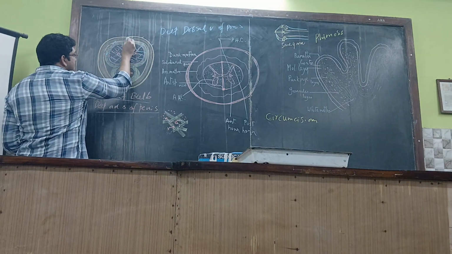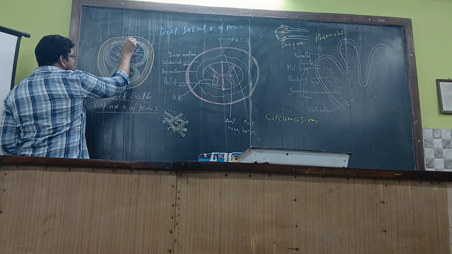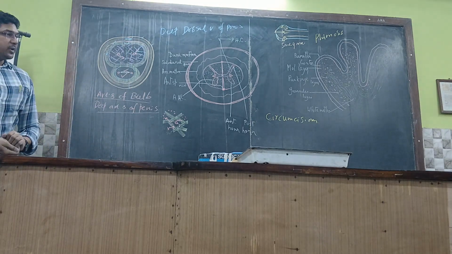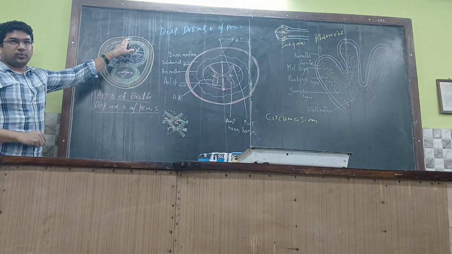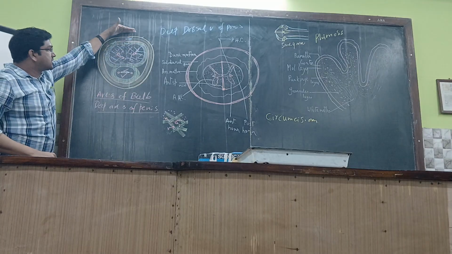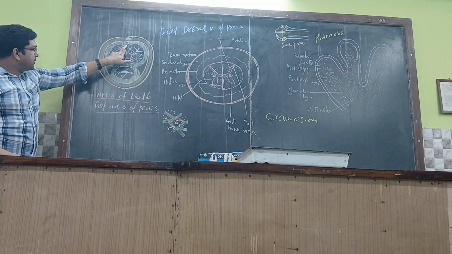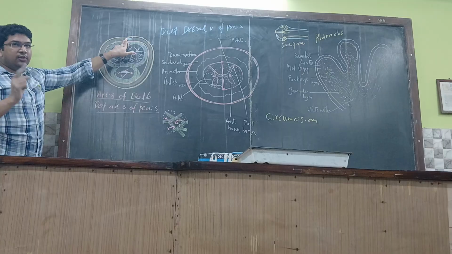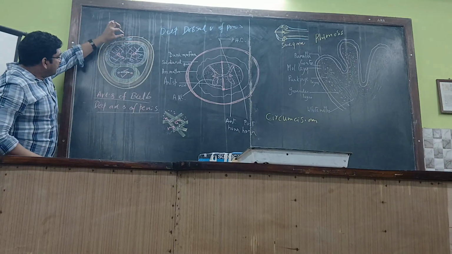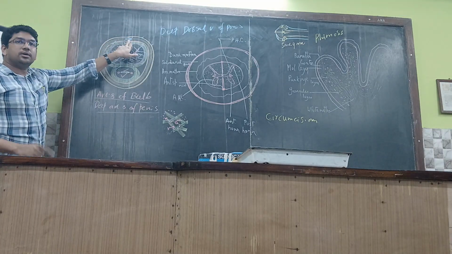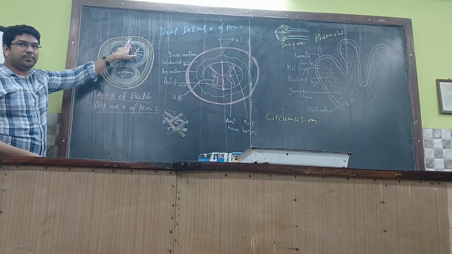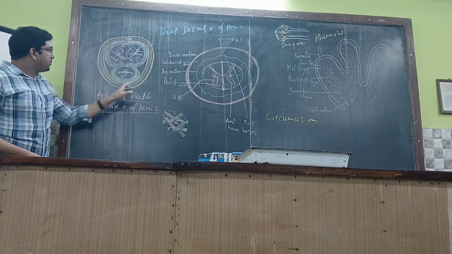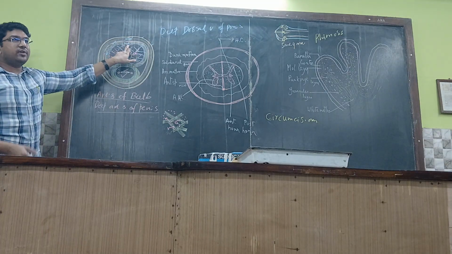So obviously, if there is a deep dorsal vein of penis, there must be a superficial dorsal vein of penis over here. Both are situated towards the dorsal aspect of the penis. One is deeper and one is superficial. If you see properly, within the areolar tissue is the superficial dorsal vein of penis, and below the fascia of penis is the deep dorsal vein of penis.